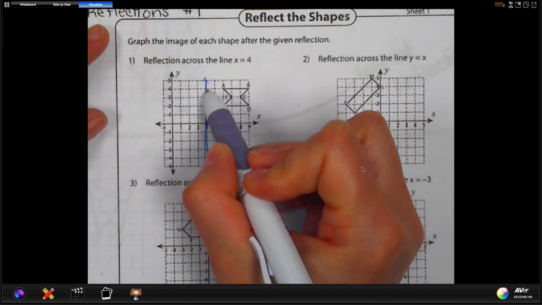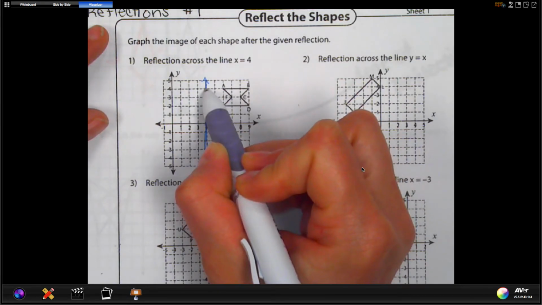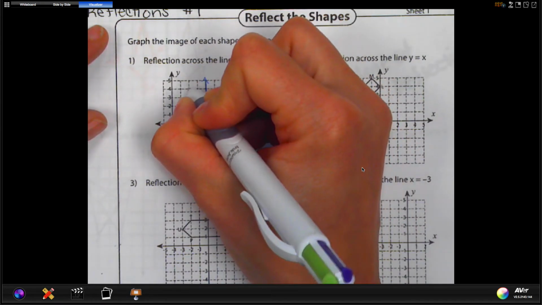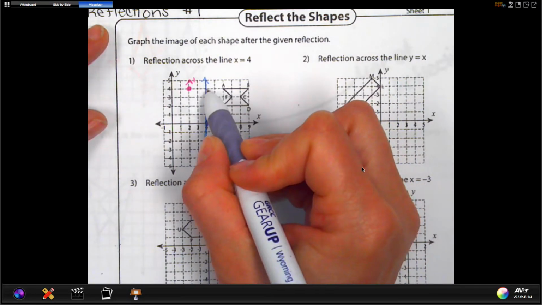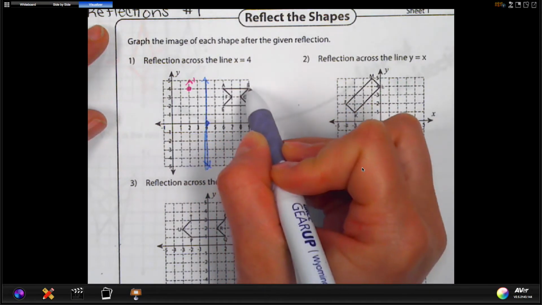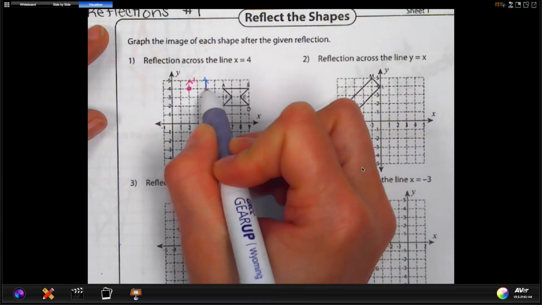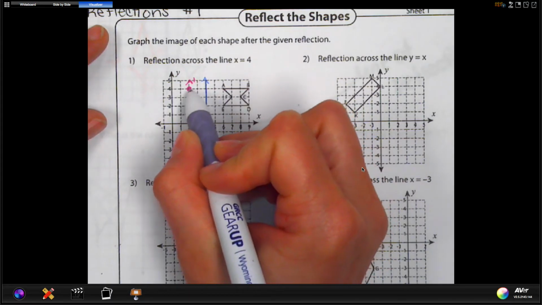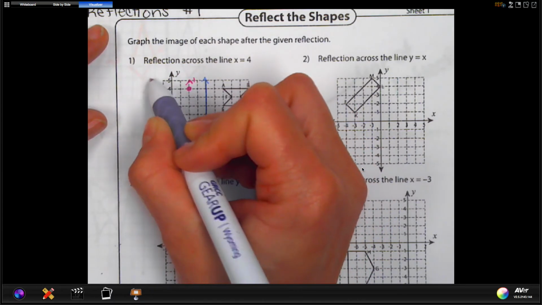A is 1, 2 units to the right of the line. So to get A prime, I'm going to go 1, 2 units to the left of that line, and mark it A prime. For B, I count 1, 2, 3, 4, 5 units to the right of the line, starting at the line of reflection. I'm right out to the edge here for B prime.